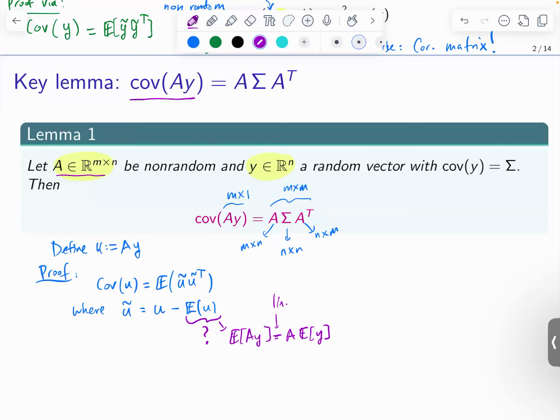So this is what we did last time. Now, if you notice, u is also AY. So what kind of simplification can I make? AY minus A times the expectation of Y. There is some kind of interesting factorization that we can do.